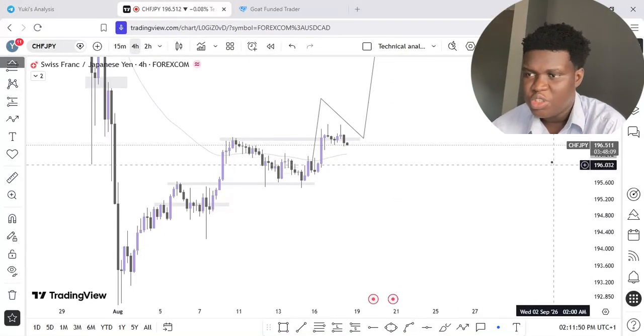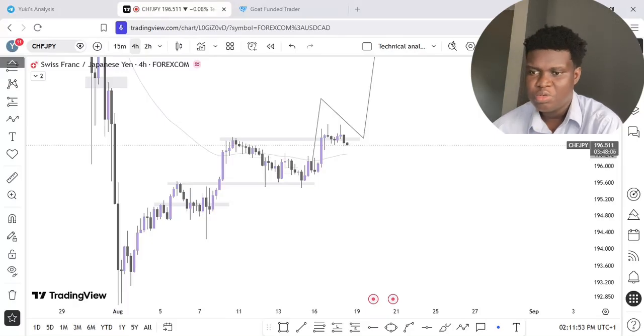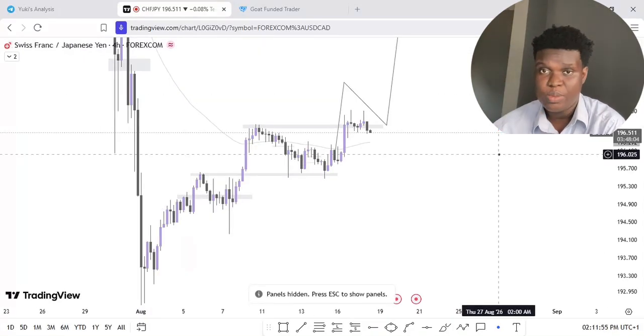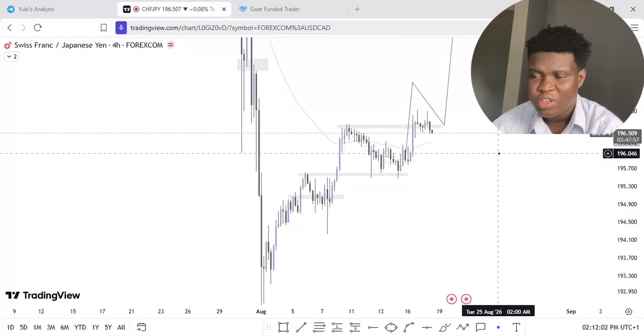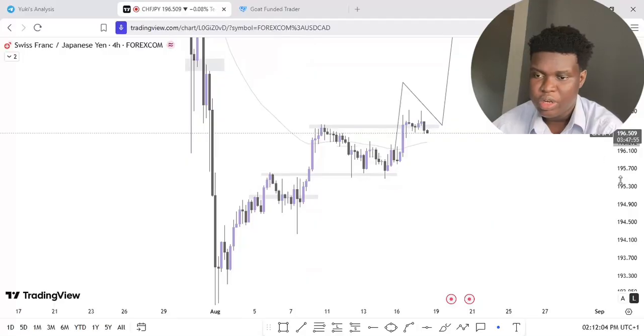I actually did not execute this trade, but I'm just going to share this trade idea playing out because it's a perfect example of my setup playing out how it should play out. So let's not even talk too much. Let's just go straight into the breakdown.